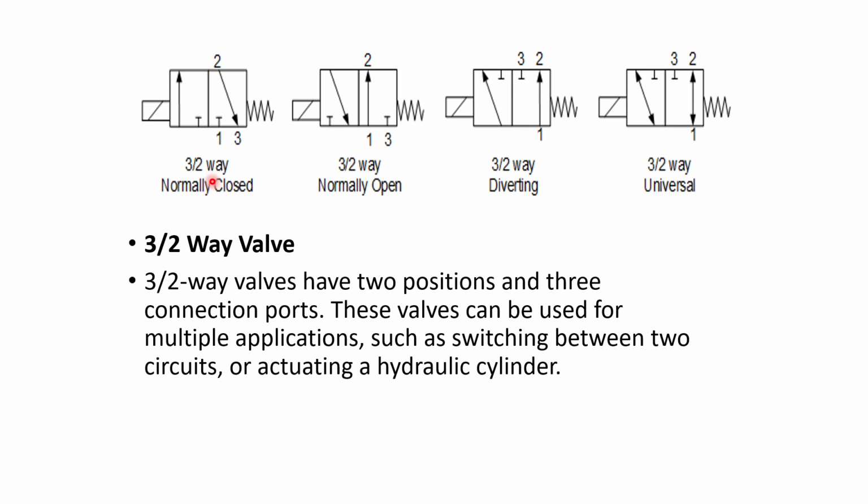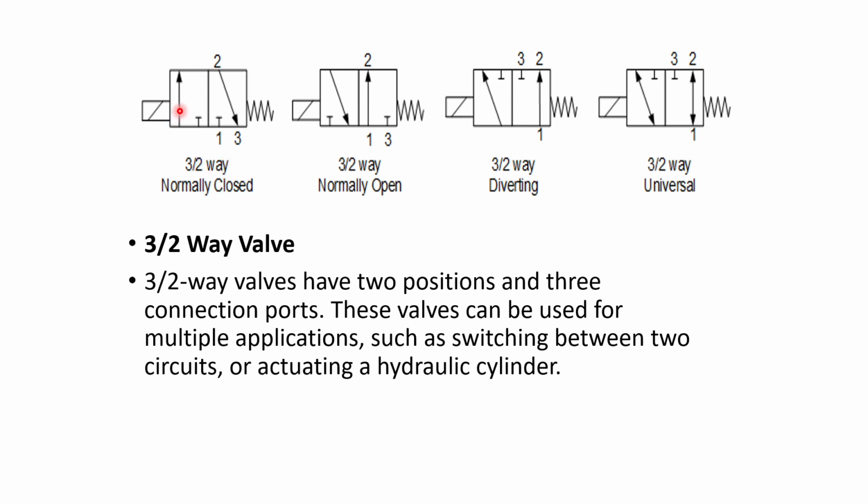We will look at the 3 by 2 valve in a bit more detail. You see here, this is the normally closed position. Normally closed means that it has 2 positions and 3 connection ports. So this valve can be used for multiple applications such as switching between 2 circuits or actuating a hydraulic cylinder.